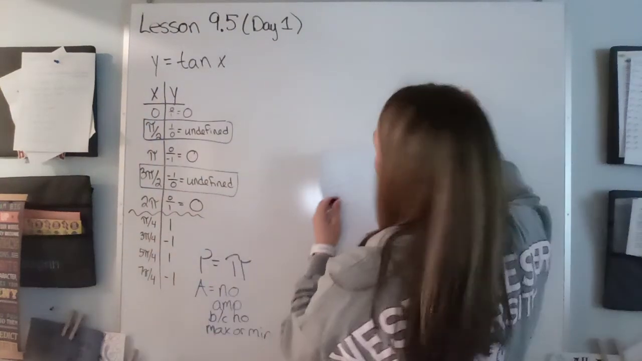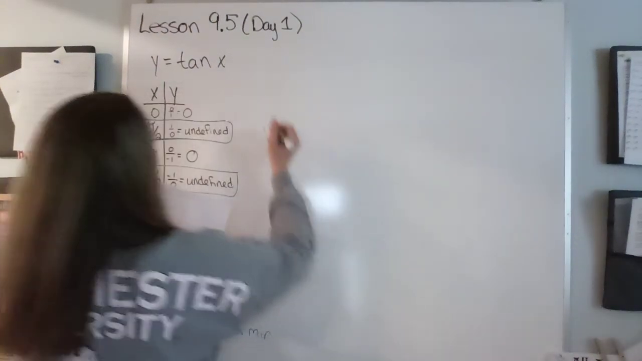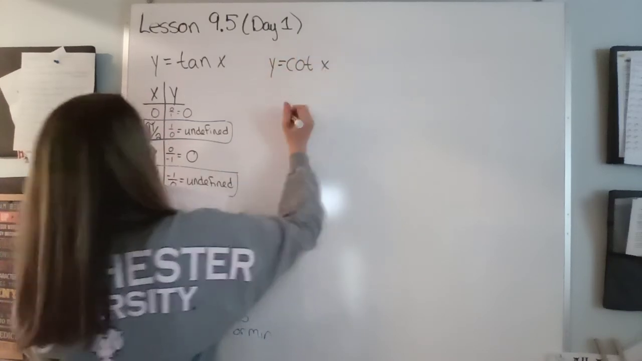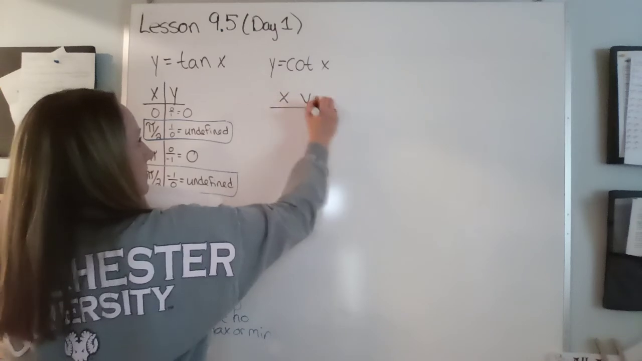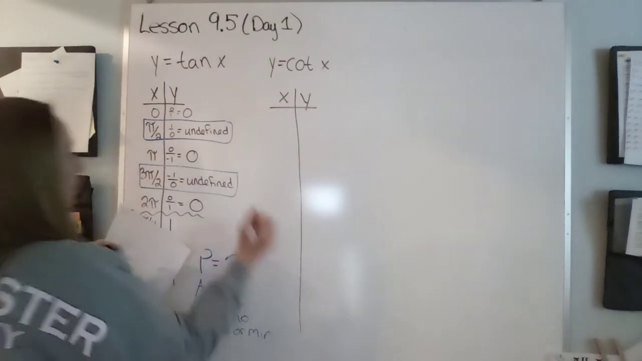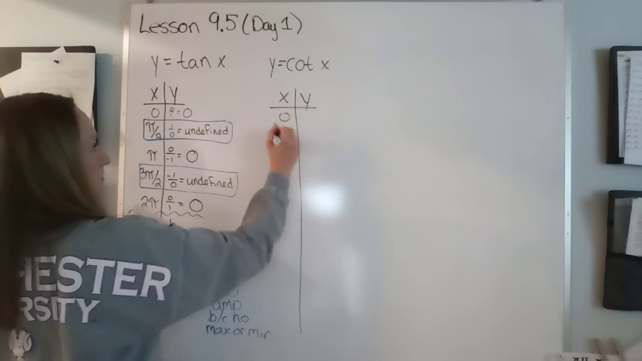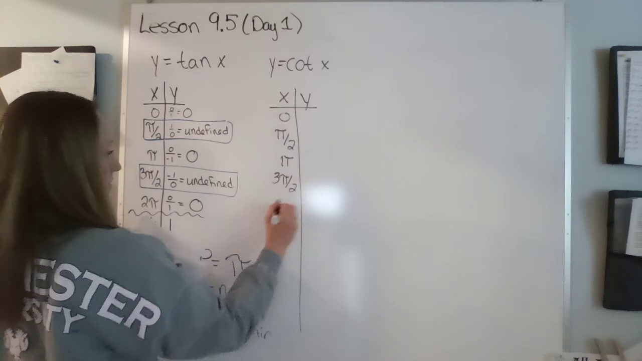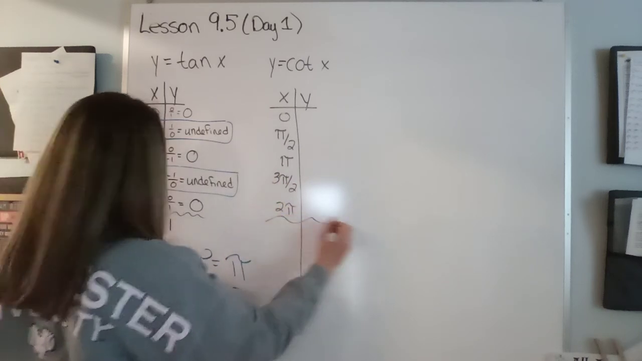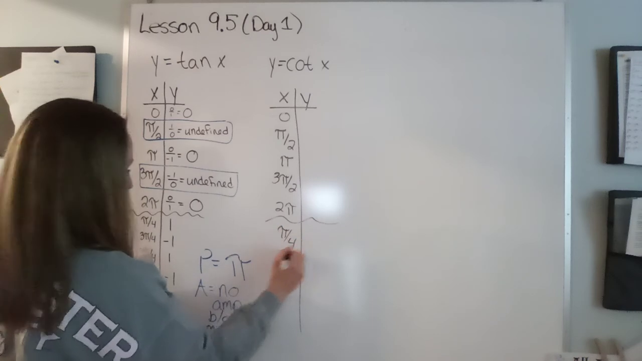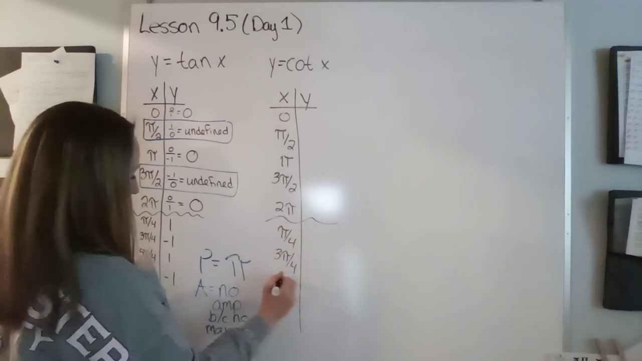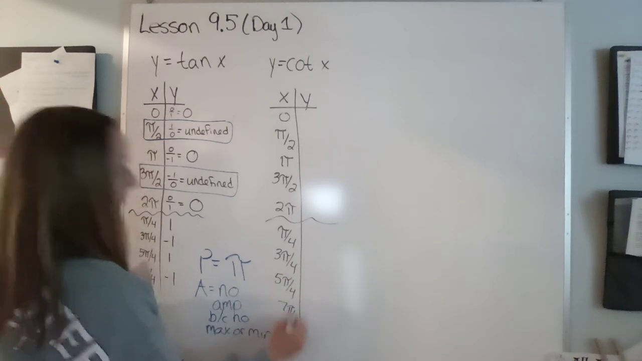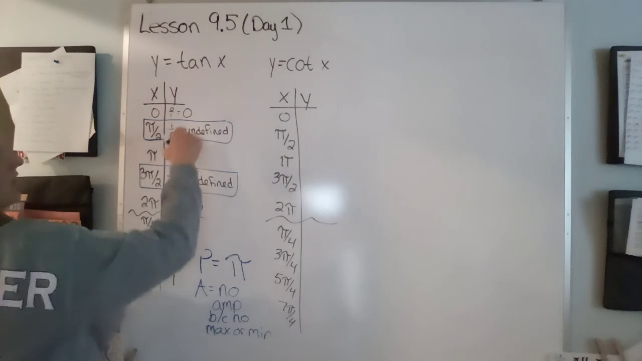So we're gonna have... right, cotangent. I had erased the cotangent four points, but we're going to need them to do the transformation. So I'm going to jot them up real fast. So 0, pi over 2, pi, 3 pi over 2, 2 pi, then your pi over 4, 3 pi over 4, 5 pi over 4, 7 pi over 4. And remember, cotangent is the reciprocal of tan, so these are all points.